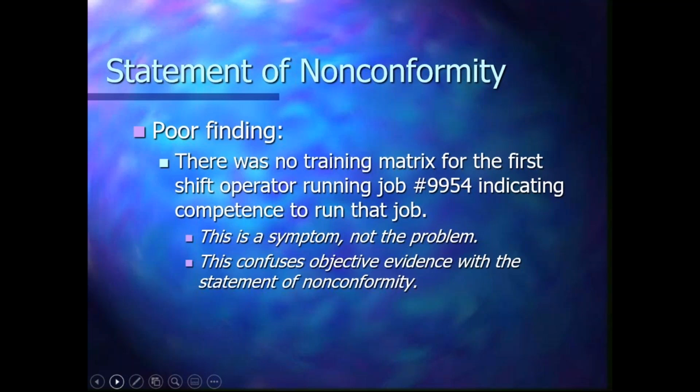So let's look at some poorly written findings and understand how we can make them better. Example 1: there was no training matrix for the first shift operator running job 9954 indicating competence to run that job. This is expressed in terms of a symptom and not the true systemic issue. We're confusing objective evidence with the statement of nonconformity. This is in terms of a very particular person or incident, the first shift operator running job 9954.